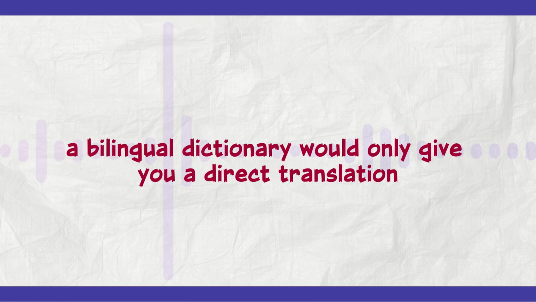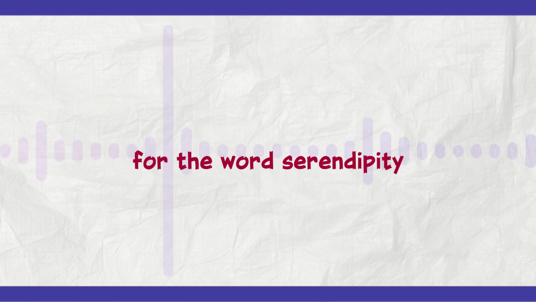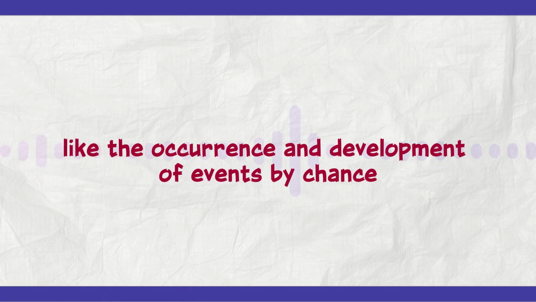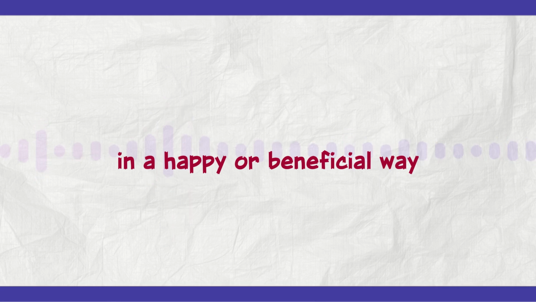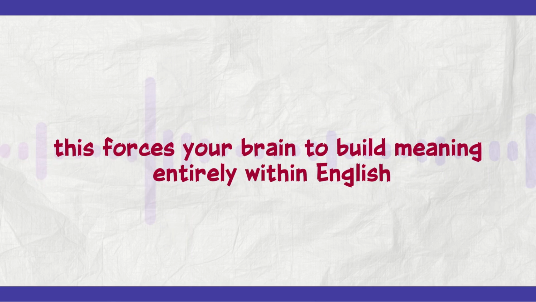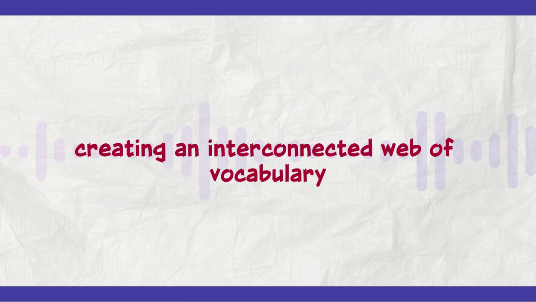For instance, a bilingual dictionary would only give you a direct translation for the word serendipity. However, a monolingual English dictionary provides a rich definition like "the occurrence and development of events by chance in a happy or beneficial way," along with illustrative sentences. This forces your brain to build meaning entirely within English, creating an interconnected web of vocabulary.